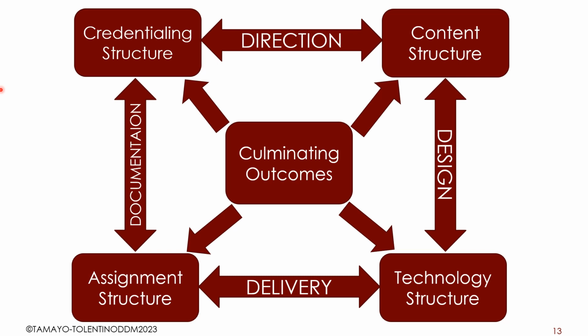There are four key structures that make up the operational system. First, the standards and accountability or credentialing structure. This determines how achievement and performance standards are defined and how graduation credit is awarded. So it includes assessment, grading, transcripts, credits, and diplomas.